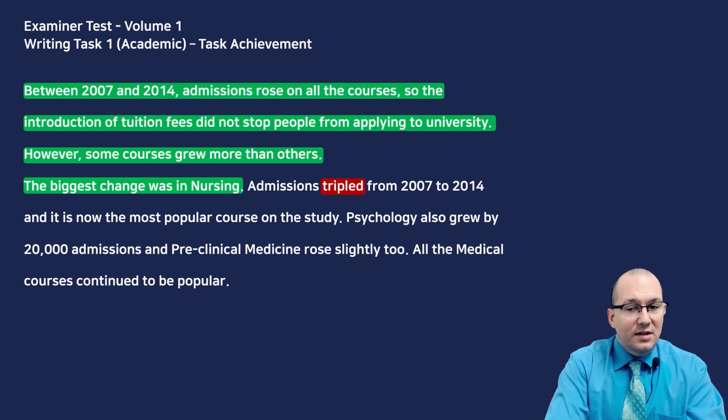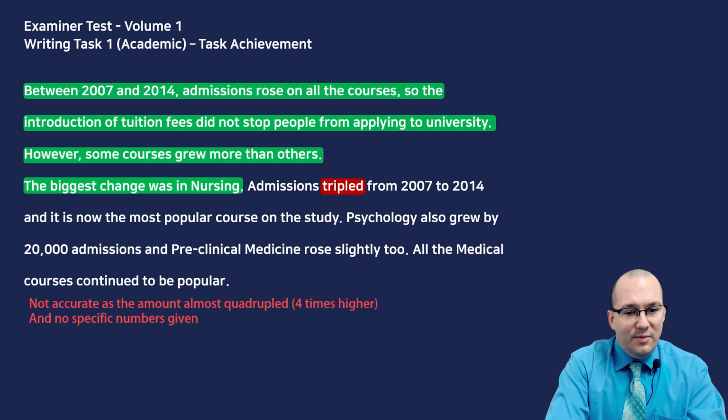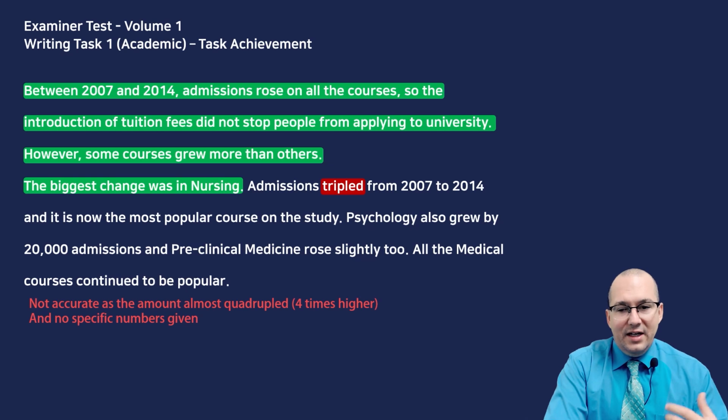Now, where there's a little reporting problem is that admissions tripled. Well, they didn't just triple. So it's not accurate, as the amount almost quadrupled. Almost, not quite. And also, you need to give the numbers, right? Like, if I was reading this, what does quadrupled mean?